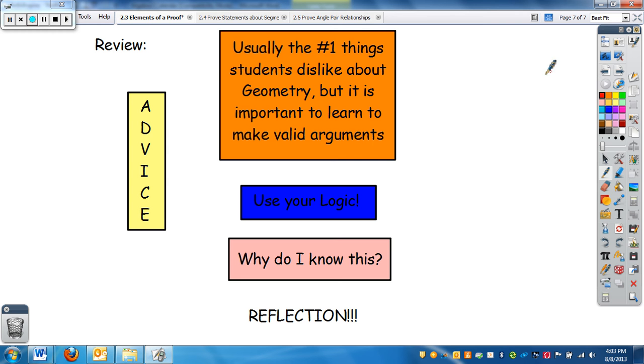So just kind of a review. This is usually the number one thing students like about geometry. I'm not afraid to tell you that for some of you, you are absolutely going to hate this. You are going to be screaming my name and cursing it out because you think proofs are super, super hard. But it's an important thing to learn to make a valid argument. Again, no matter what career you're going to have, you need to learn to lay out your argument step by step by step by step.